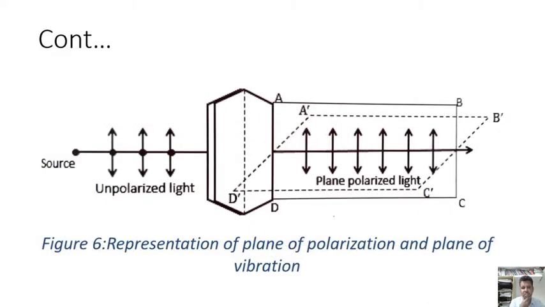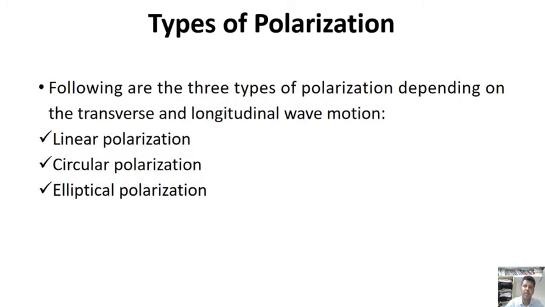So here you can observe the representation of plane of polarization and plane of vibrations. You see, from the source unpolarized light enters the Nicol prism. So the light gets polarized. Now here we can consider ABCD as one wave, and A dash B dash C dash D dash as another plane polarized light radiation. That is the way the plane polarized light radiations come out.